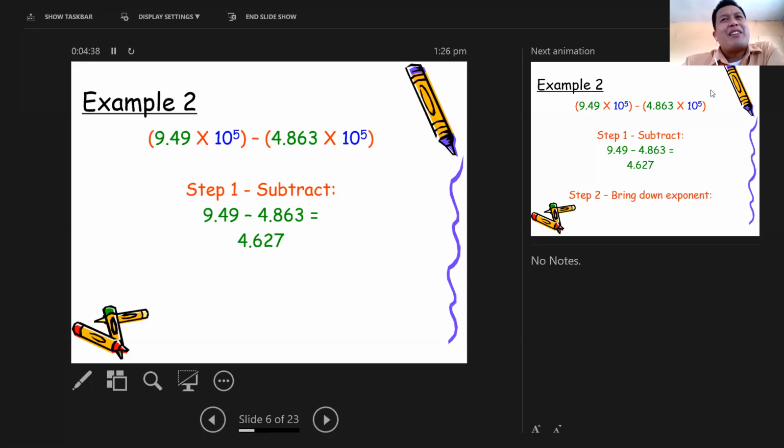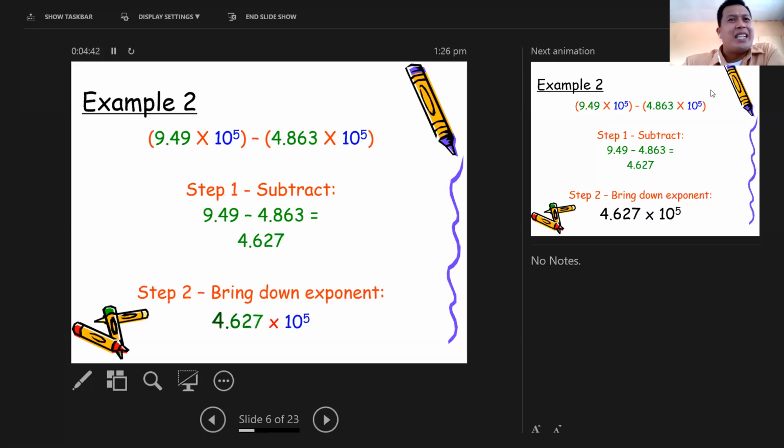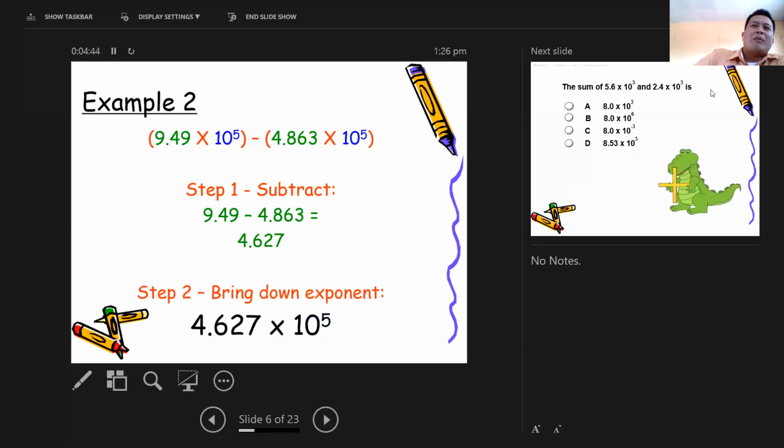Step number 2, bring down the exponent. The exponent is 10 to the power of 5. So therefore, the answer is 4.627 times 10 to the power of 5.